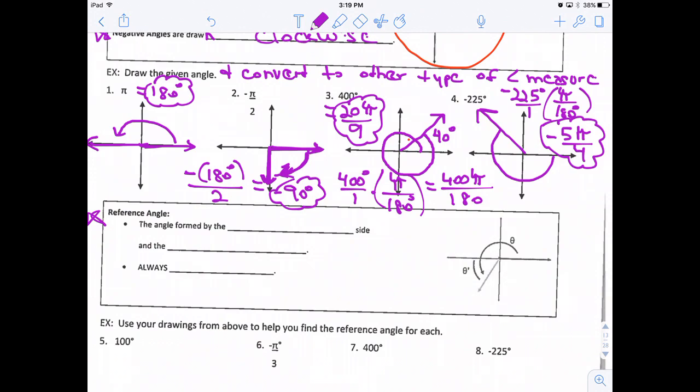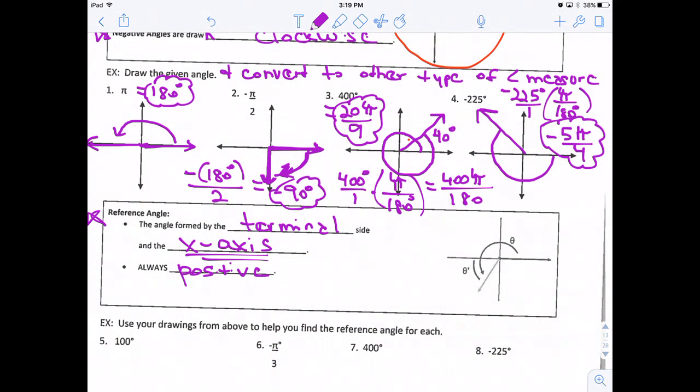It says the angle formed by the terminal side and the x-axis. We use this all the time in pre-calculus. I always tell my students, never, ever use the y-axis for your reference angle. You're always going to the closest x-axis, and it always has to be positive. So a reference angle isn't negative ever.